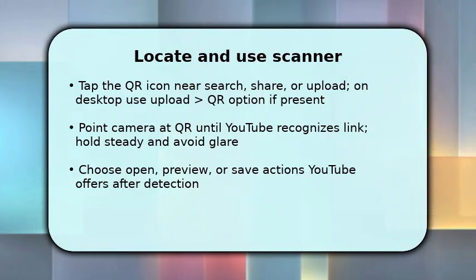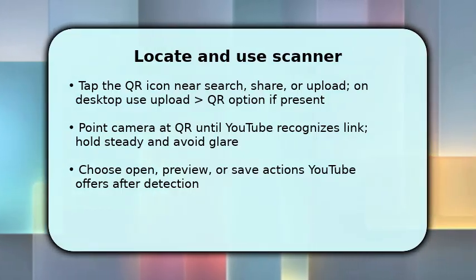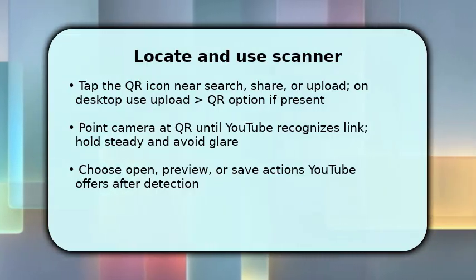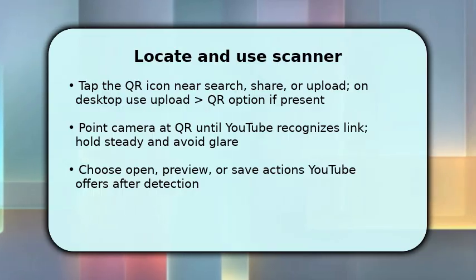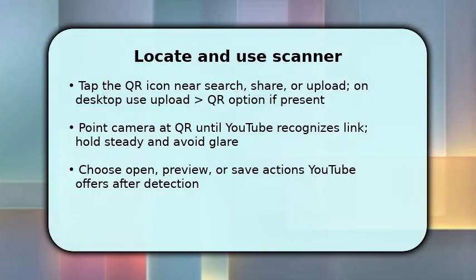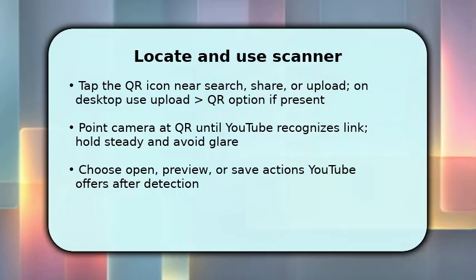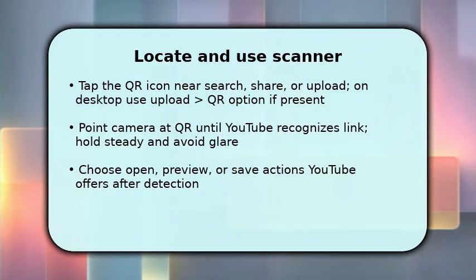Tap the QR icon or open the Upload/Share menu to reveal scan options. Point the camera at the code and keep it steady. Once YouTube recognizes the QR, it will parse the URL or data and show a preview. Make sure to watch for prompts. Open the link, preview the video, or save to drafts.